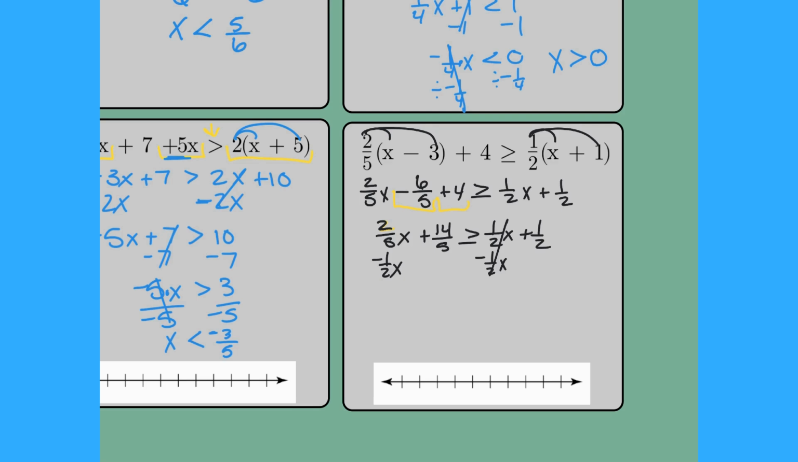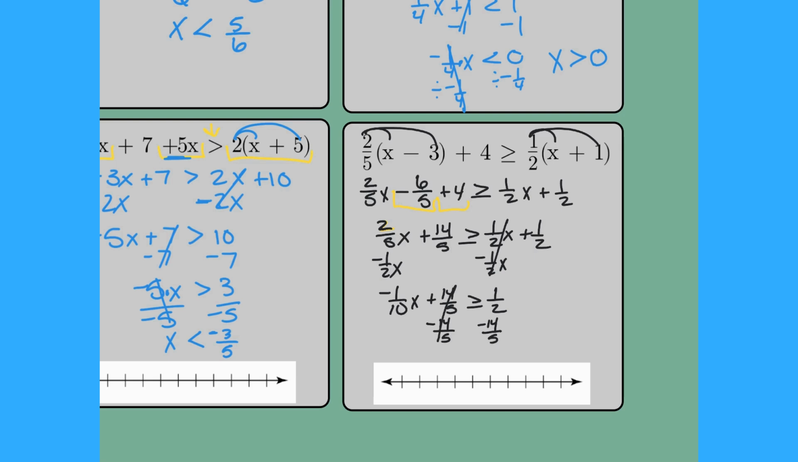And again, if we use our calculator, it's going to make this a little bit easier. 2/5 minus 1/2, and that should give us negative 1/10 x. Then I still have this plus 14/5 greater than or equal to, and then the 1/2. And then we need to, opposite of plus 14/5 is minus 14/5 on both sides, minus 14/5.